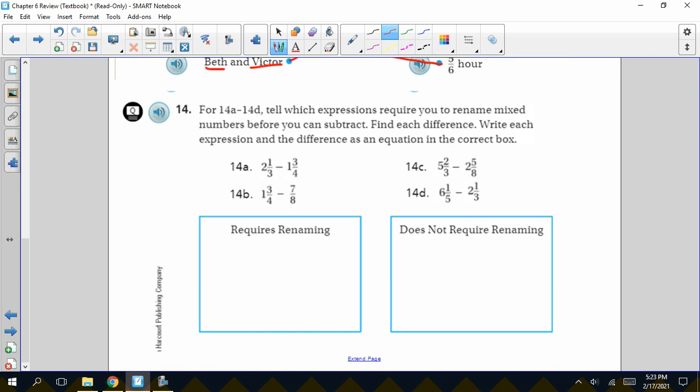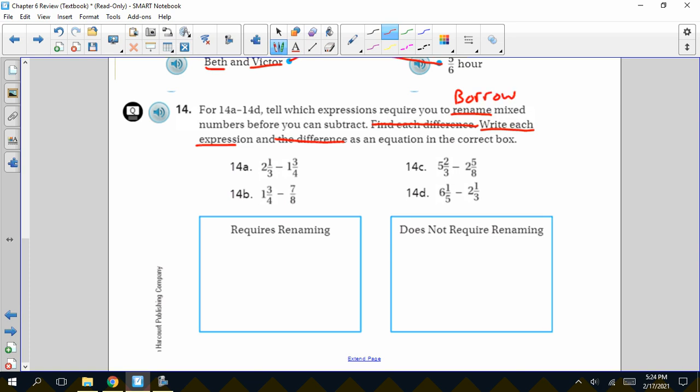Number 14, tell which expression requires you to rename mixed numbers before you can subtract. We're going to go ahead and scratch this out, and you do not need to find the difference. You're just going to write each expression inside the box. You do not need the difference here. All we're doing here is looking for which ones you need to rename, which is just a fancy word for borrow.